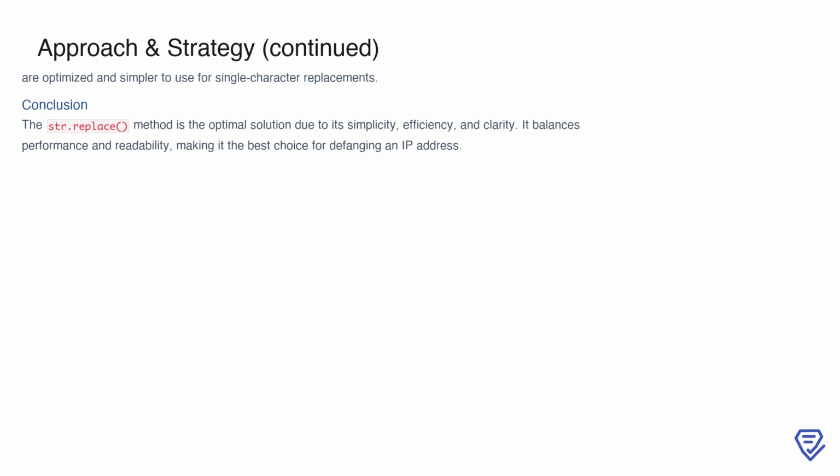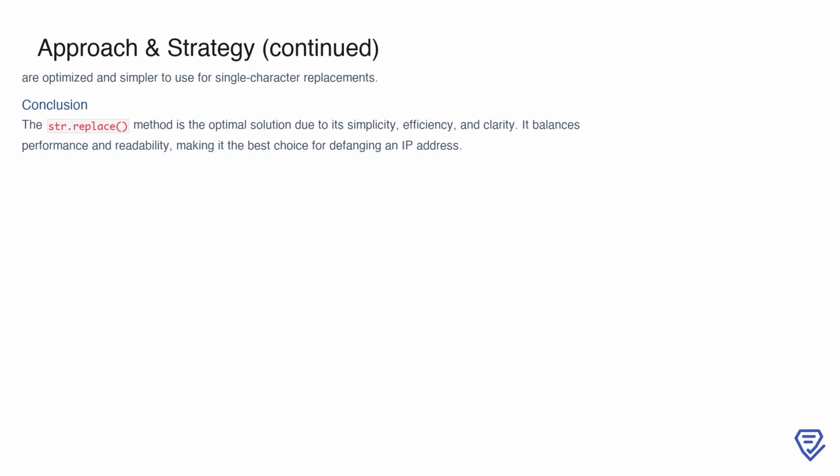Comparing the approaches, the brute force method struggles with performance due to its O(n²) time complexity, while regex, though flexible, is overcomplicated for such a straightforward problem. The str.replace method strikes the perfect balance, offering simplicity, clarity, and efficiency. Ultimately, it's the optimal choice for defanging an IP address, making the solution not only effective but also easy to understand and implement.